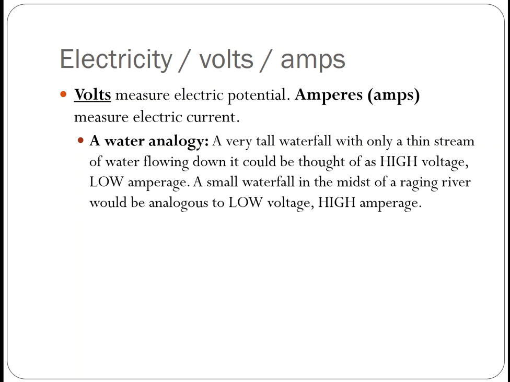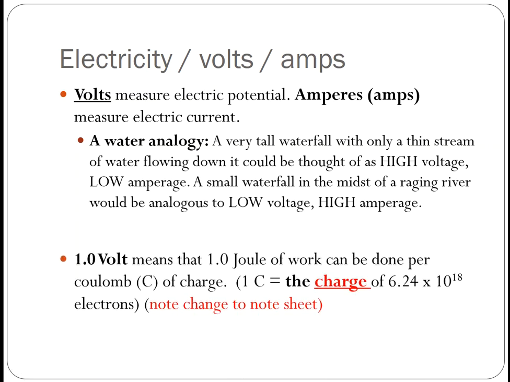An analogy that you might have is a waterfall. The height of that waterfall would correspond to the voltage. A very tall waterfall with a thin stream of water, that's high voltage, low amperage. That's something like a static electric shock that you get when you touch a doorknob. Those can have extremely high voltages, but very low amperages. A small waterfall in the midst of a raging river, that's low voltage but high amperage. Amperage has to do with how many electrons are flowing, or how much water in this analogy. When it comes to deadliness of shocks, it tends to be the amps, not the volts, that's more dangerous.